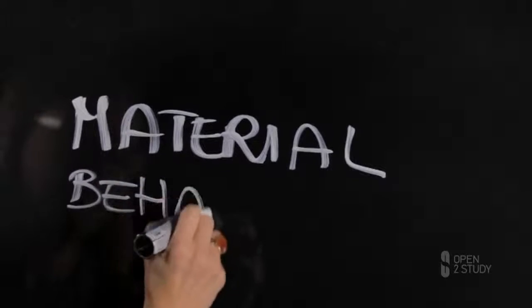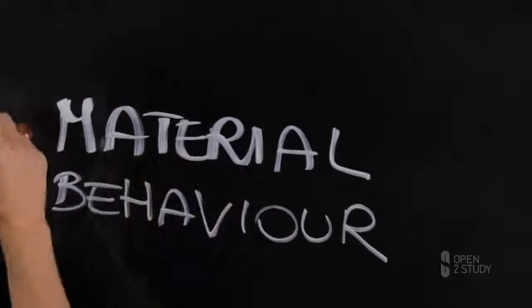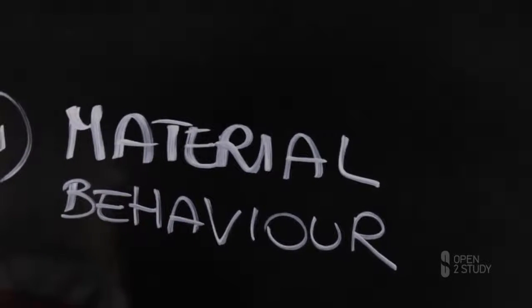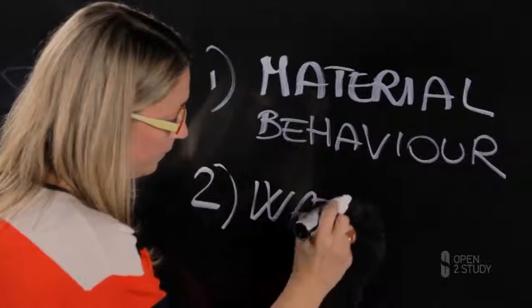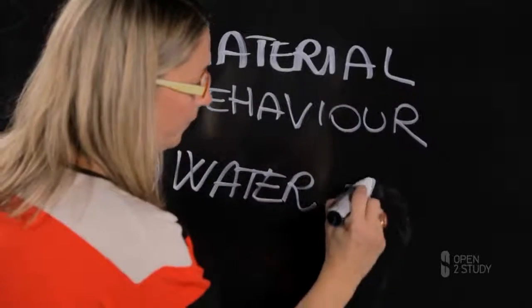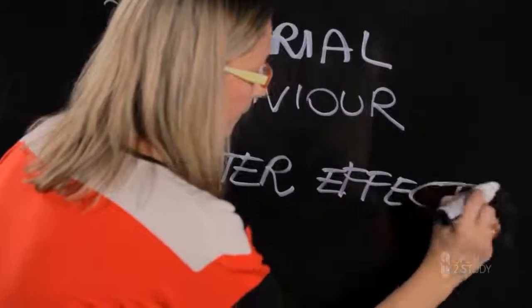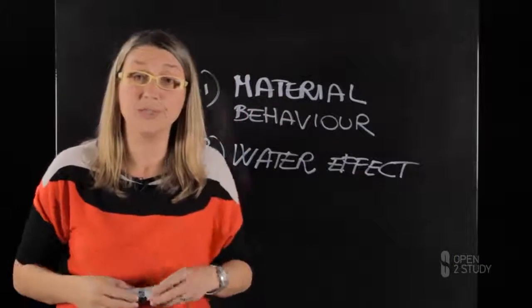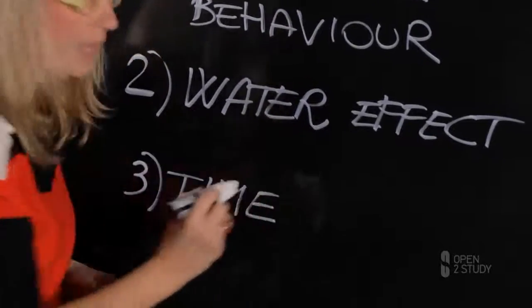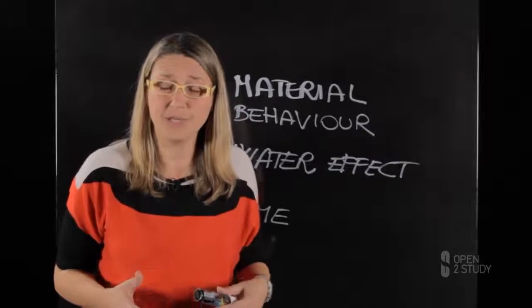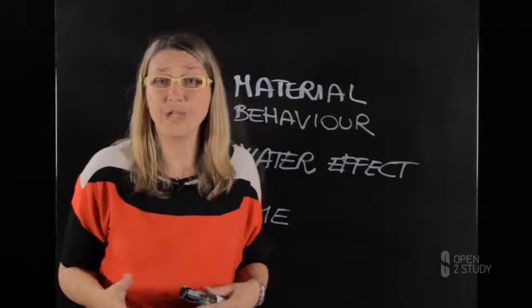There are three important questions that need to be answered. First, what is the behavior of the material where we are going to excavate, to mine? The second question is how we take into account the effect of surface or underground water, or the detrimental effect that the water has on the stability of the slope. And the third question is related to time. If an instability has been identified, how long would it take for the failure to happen?